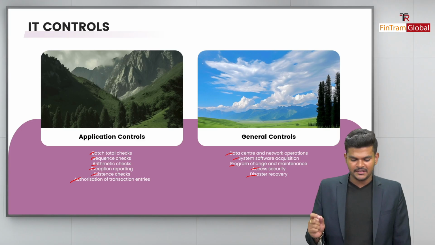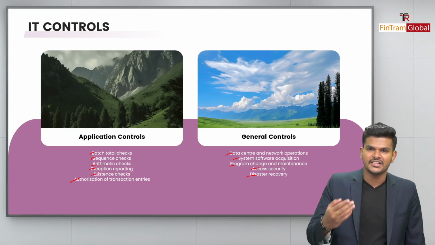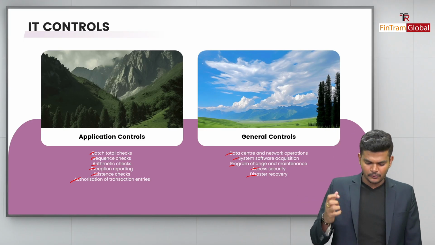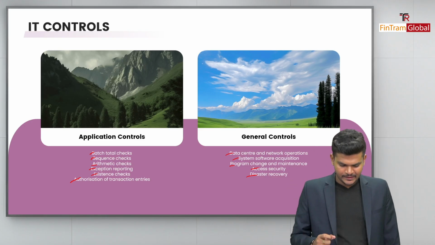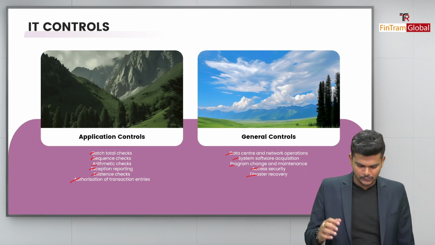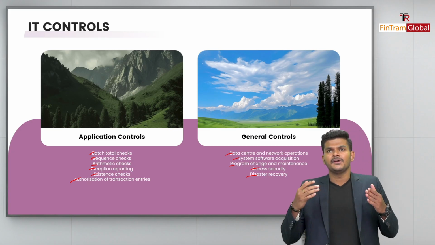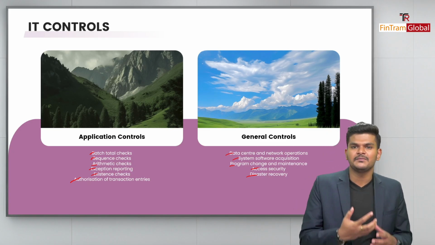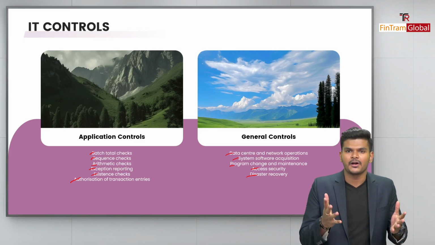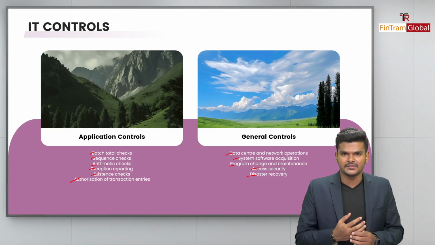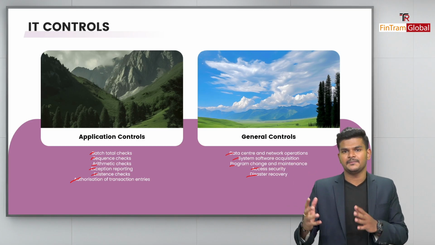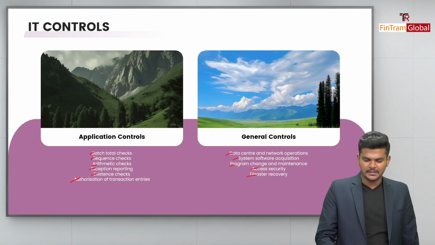Program change and maintenance is about who is making changes to, let's say, the standing data within my software and systems, so all that monitoring. Access security is again smart door locks, CCTV cameras, hiring a security guard, all those things. Disaster recovery is the idea that if some factor damages my data, or if a power outage results in data loss, at least a backup of the data needs to be stored somewhere. So those are some examples of general controls.